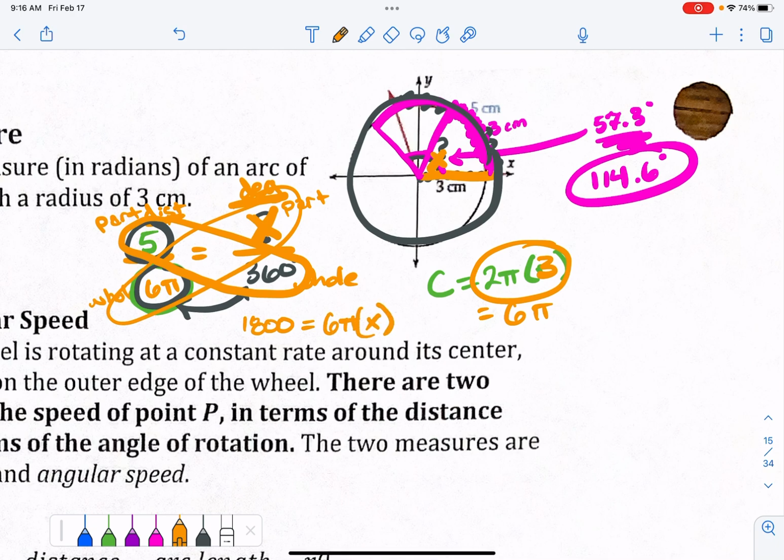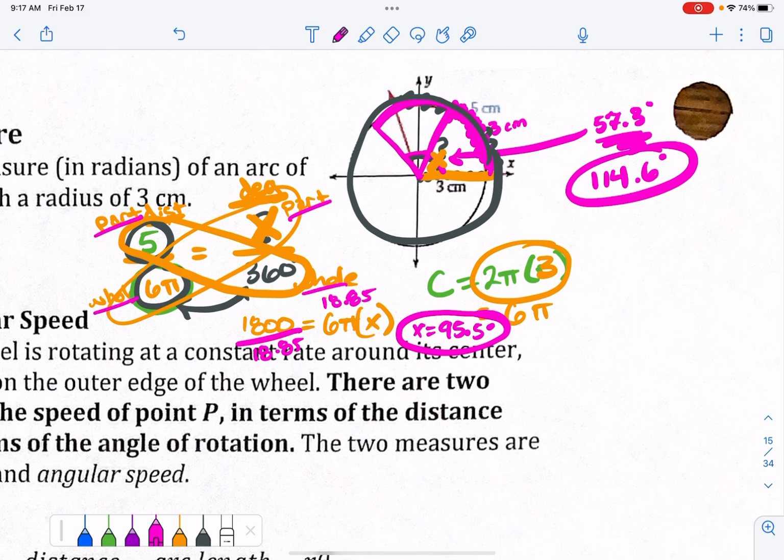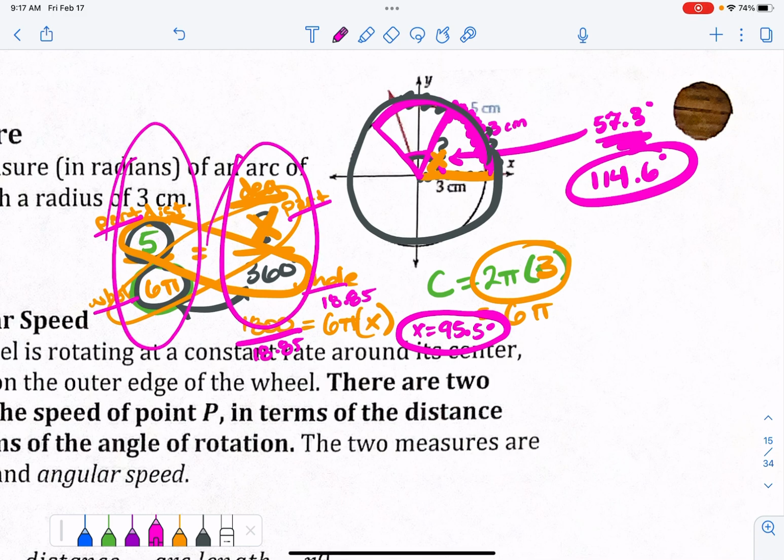And so I'm going to take 6 pi. 6 times pi is 18.85. Okay, if I divide 1,800 by 18.85, I get about 95.5 degrees. Okay. So I set that up as a proportion, like the part that I want over the whole, and the part that I want over the whole, okay? So degrees on one side, the distance on the other side. Cross multiply and divide, and we got 95.5 degrees.